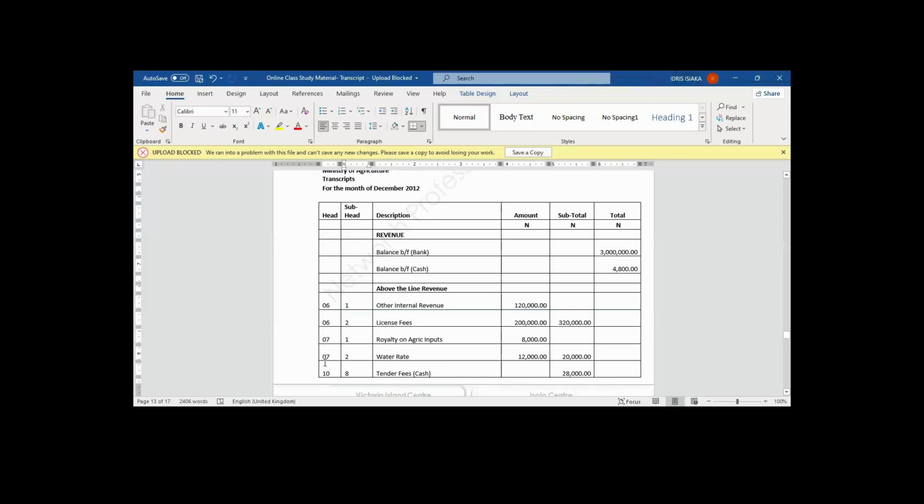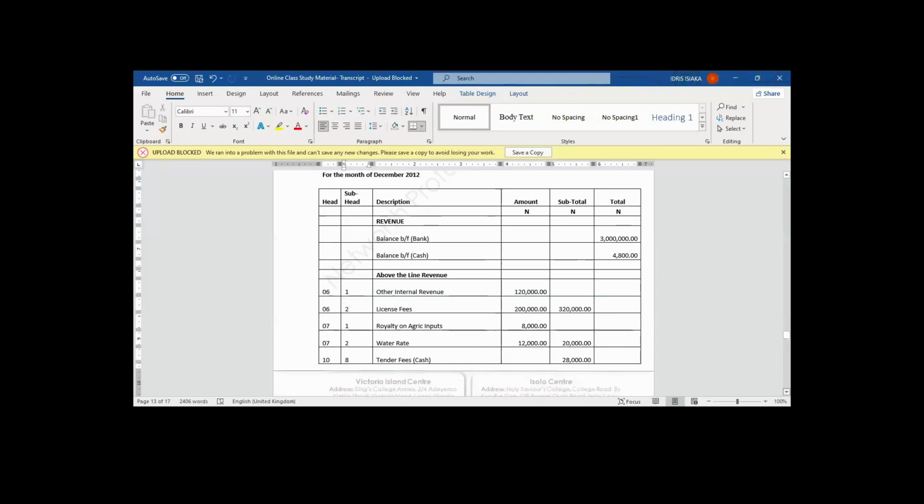If there is no other head 07 again, after this water rate, you add the two together. You put it under what? Subtotal. It will give you 20,000. You move again to the next head.